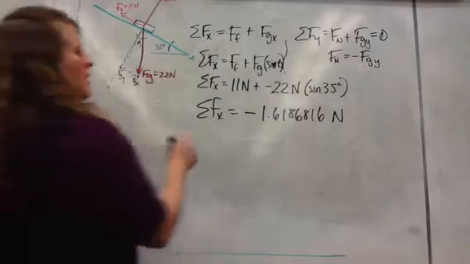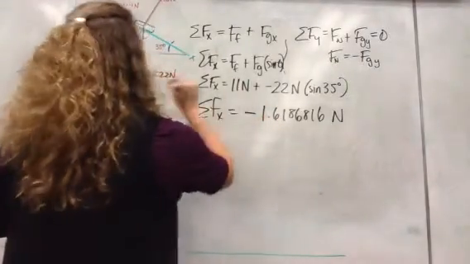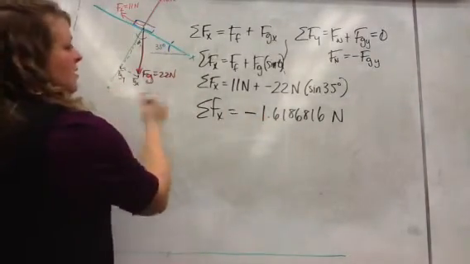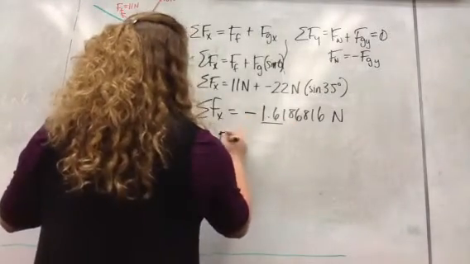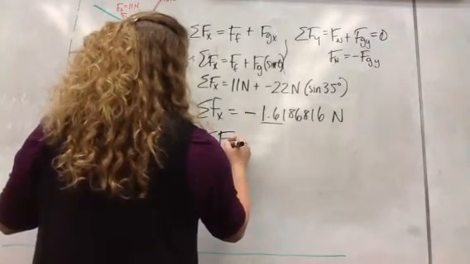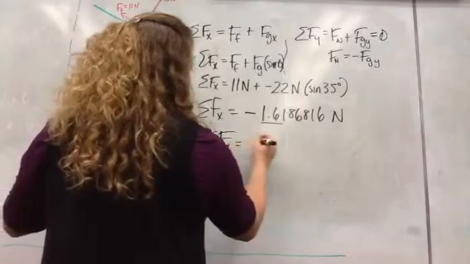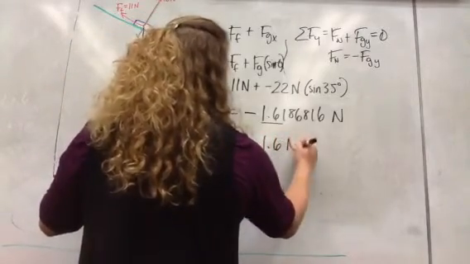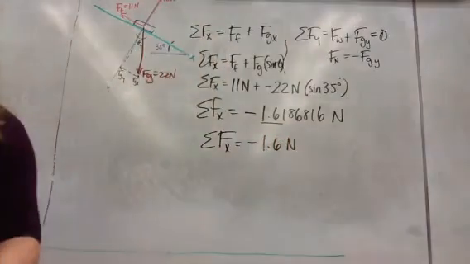Okay. And so if we sig fig this, we get 2 sig figs, so net force, sum of forces on the x, is negative 1.6 newtons. Book will slide down the table.